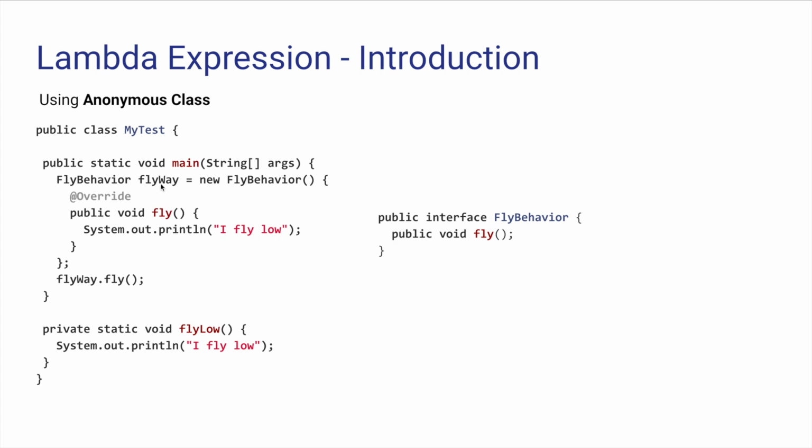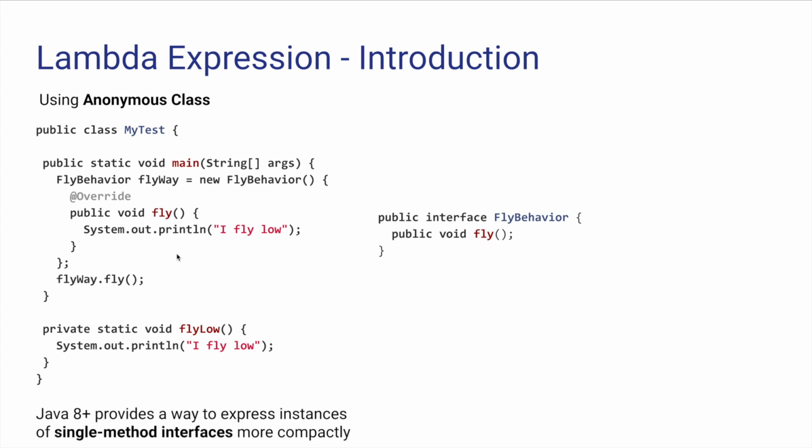Let's look at this anonymous class once again. It has the implementation of an interface that contains only one method. For such simple classes, the syntax of this anonymous class adds a lot of noise and makes it less readable. But since Java 8, there are easy ways to express single method interfaces in a compact and readable manner. And this can be achieved with the help of lambda expressions. Let's have a look at it.